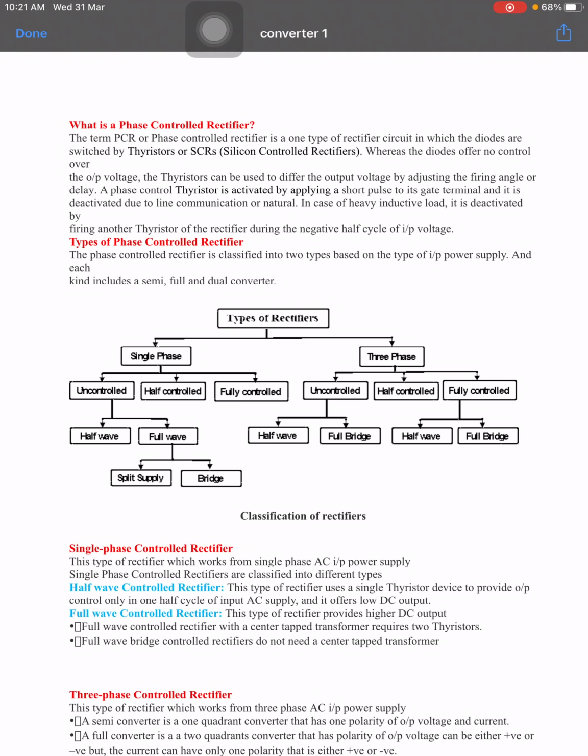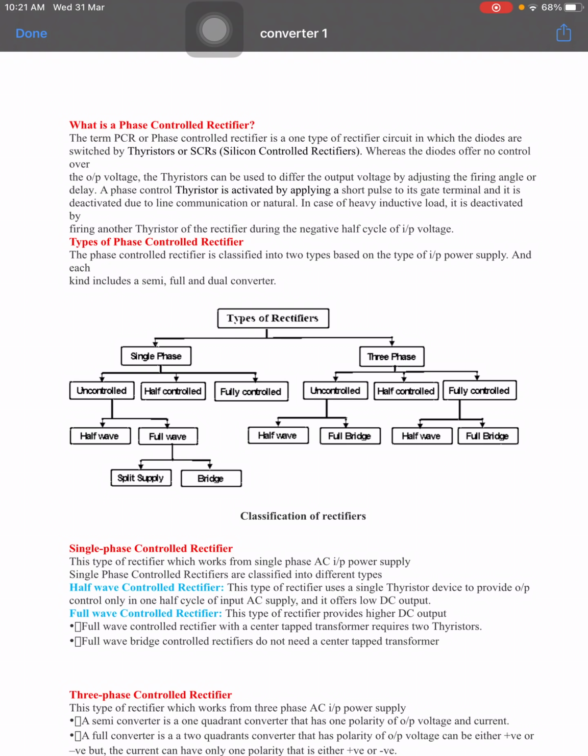So phase control rectifier. The term PCR is nothing but a phase control rectifier. It is also one of the rectifiers. It converts AC to DC. We have different types of rectifiers, like the half wave rectifier and the full wave rectifier. The rectifier converts pure AC to fluctuating DC. It is not a pure DC.